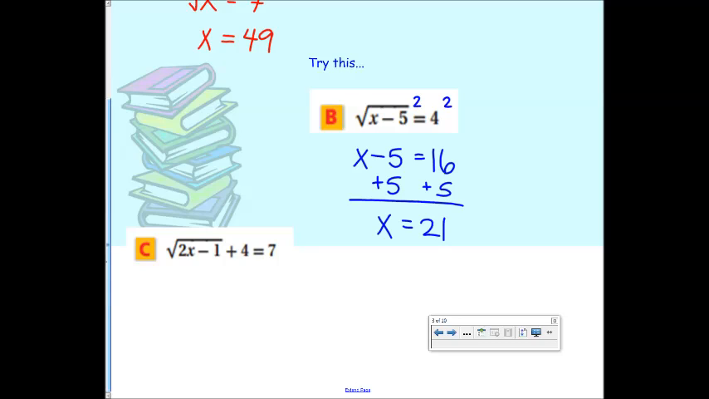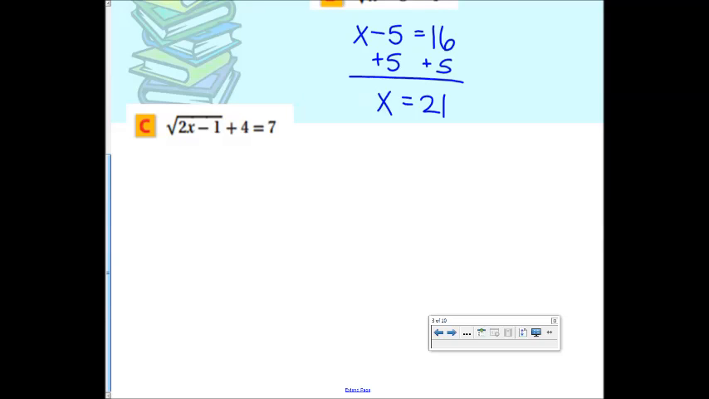Okay. Here there's a bunch of stuff. What's the first thing I have to get rid of, Brendan? The 4. Why? Because it's outside of the radical. It's outside the radical. So how do I get rid of a plus 4? And you end up with what? 3 equals what? Radical 2x.